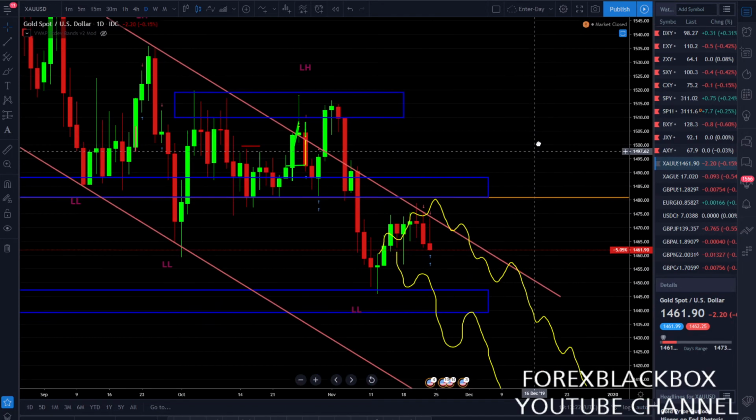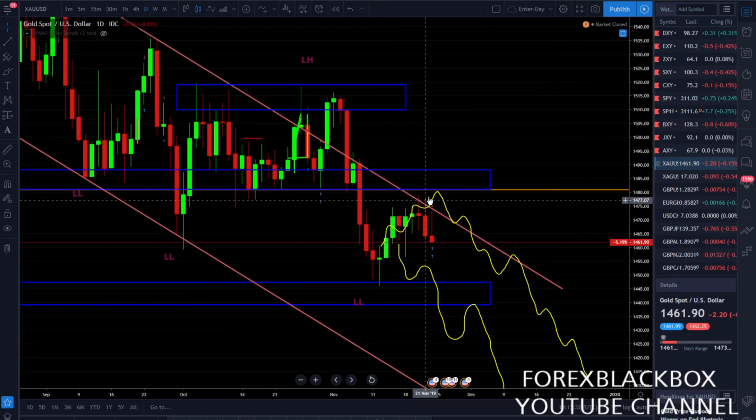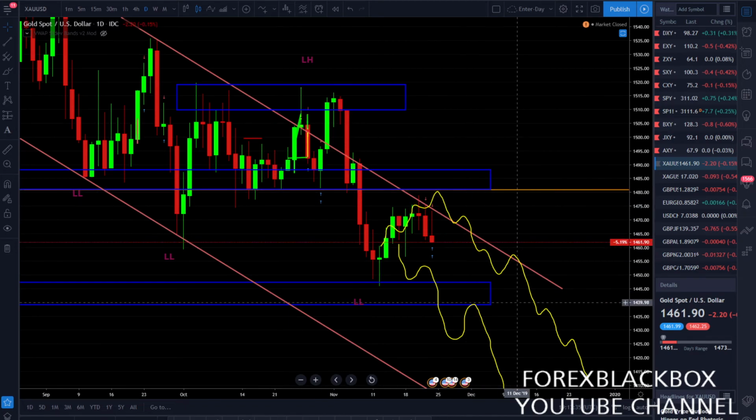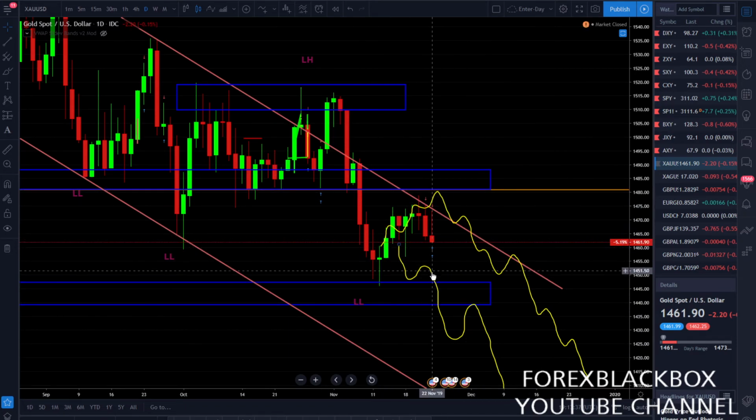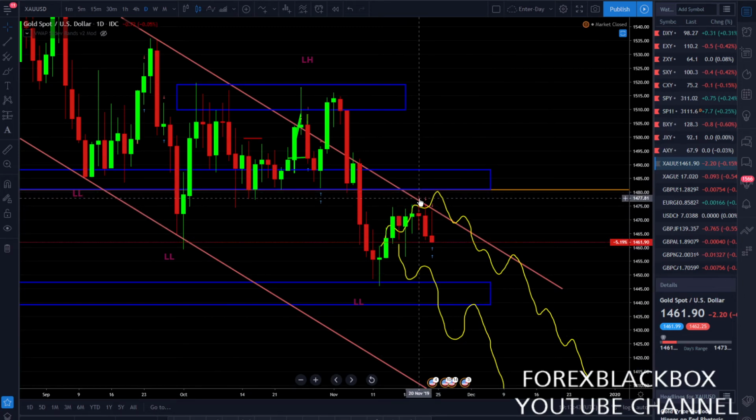So far, we're moving as planned. The last time I spoke, about 2 weeks ago, I said it's going to go back up here, test this area, come back down, or we will take the second option, which will go down directly from here. So far this week, what happened is we went up, we tested the border of the channel, and we've been pushed down. And I exited my position around this area before the bottom.